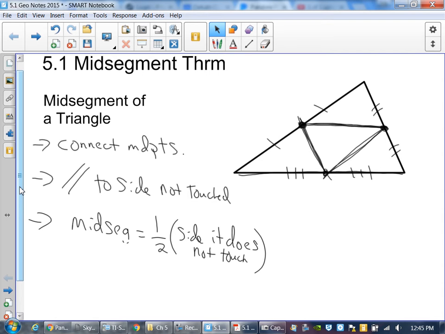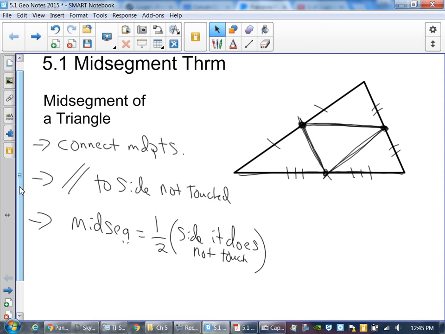Let's try this again. What is that segment? It's a mid-segment. Let's say this mid-segment is 13. How much is that side? Okay.